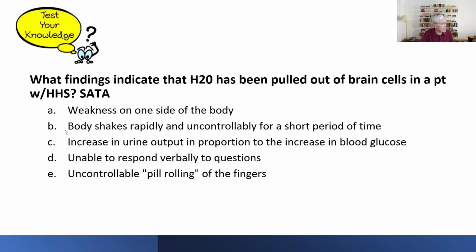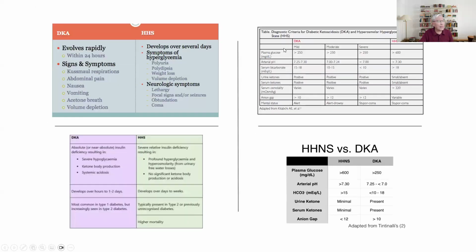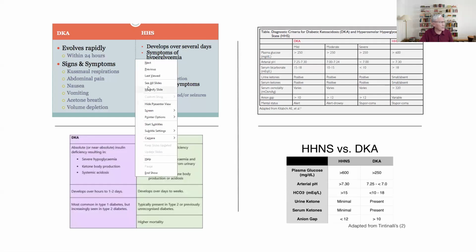So the correct answers are A, B, and D. Okay, so that is the characteristics of HHS. Let's find out exactly what is the difference between DKA and HHS.